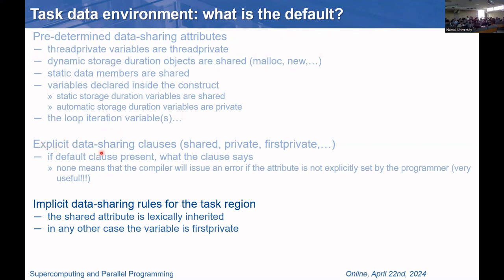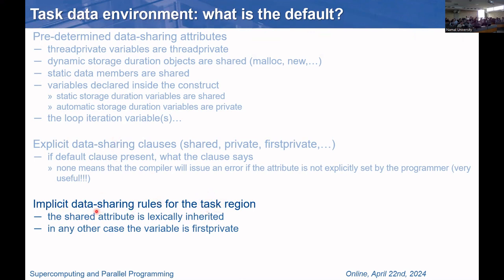So we have some explicit data sharing clauses. This is actually what I was explaining in the previous slide, no? Shared, private and firstprivate, and the default, including default none. And then we have some implicit data sharing rules for the task. This is explicit for the task. This is why it's not gray.